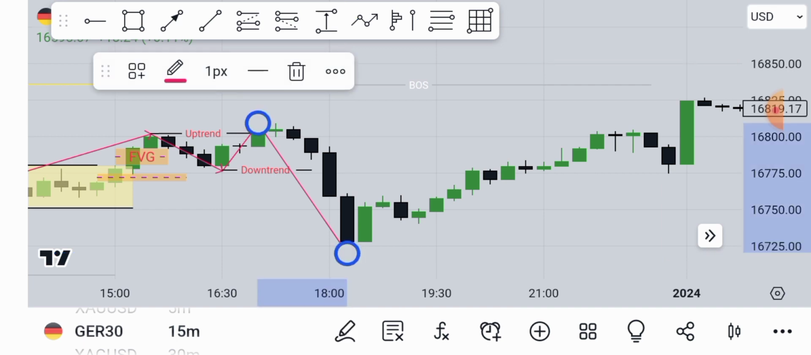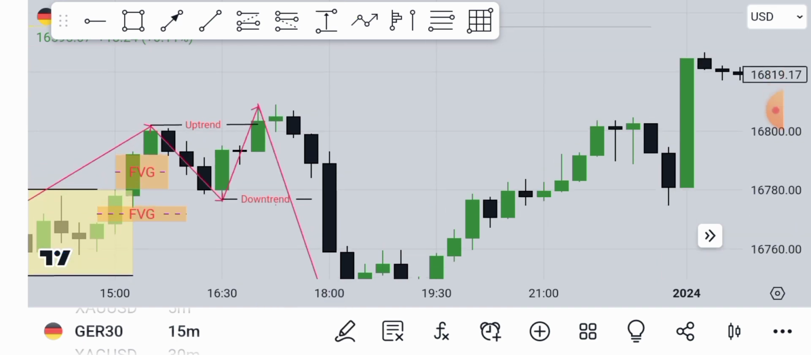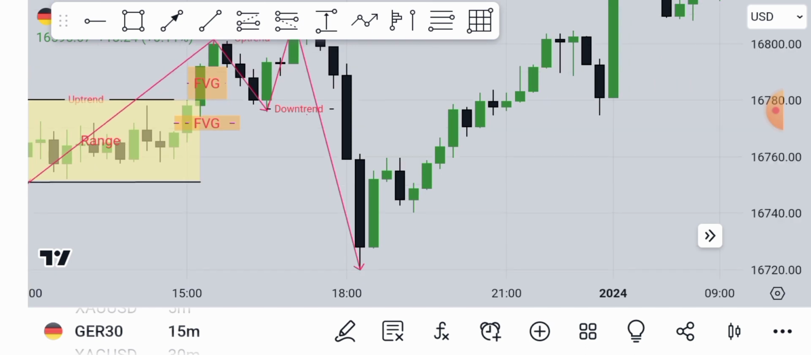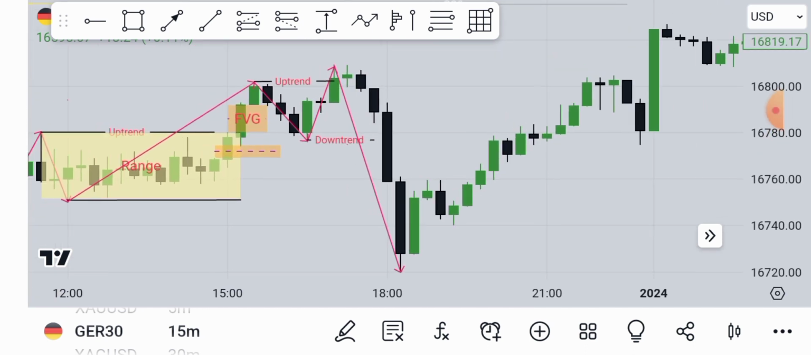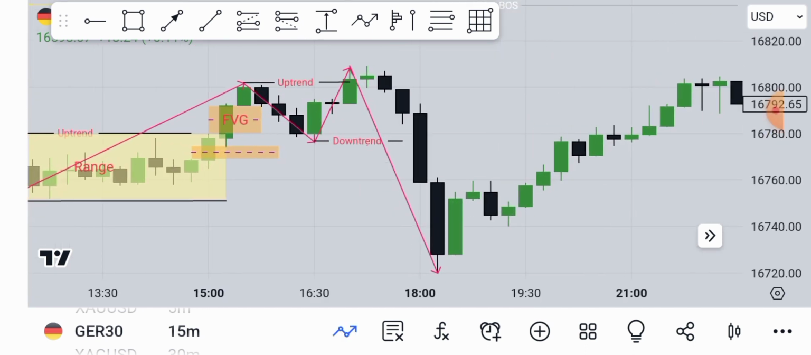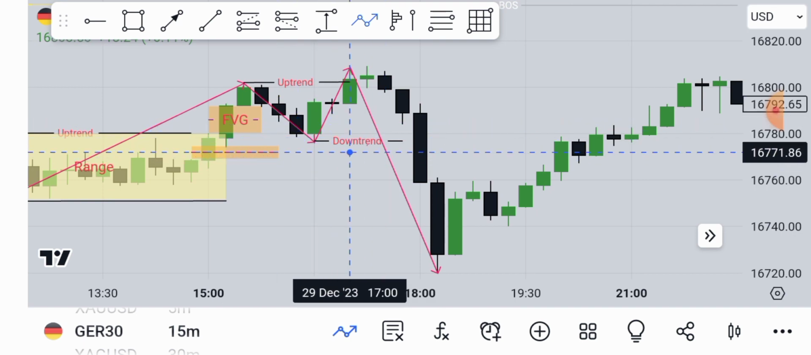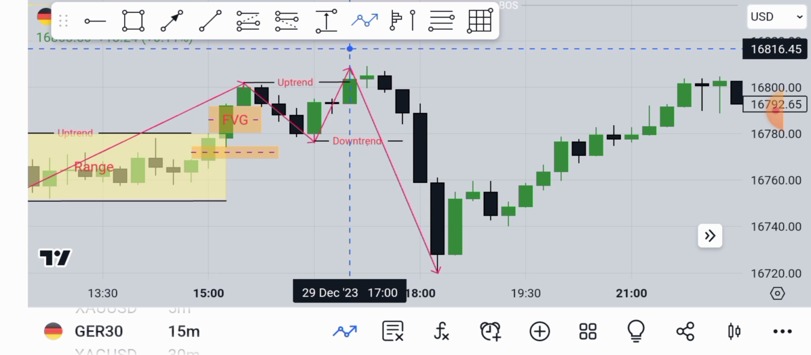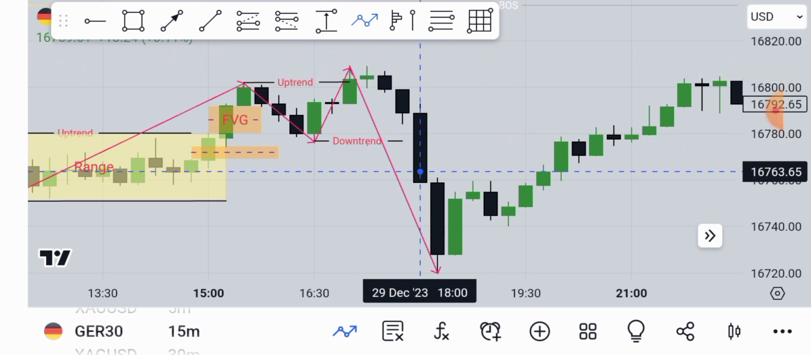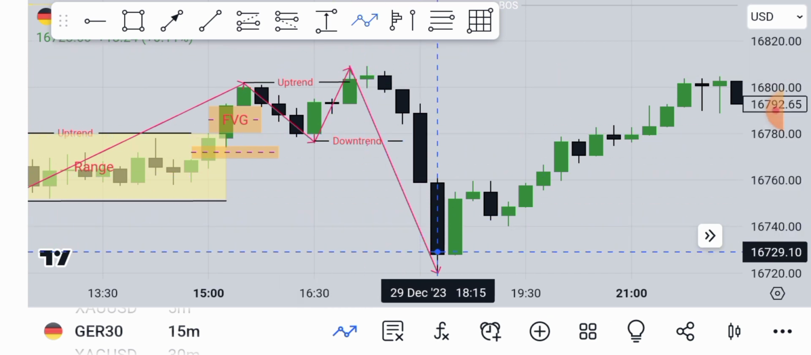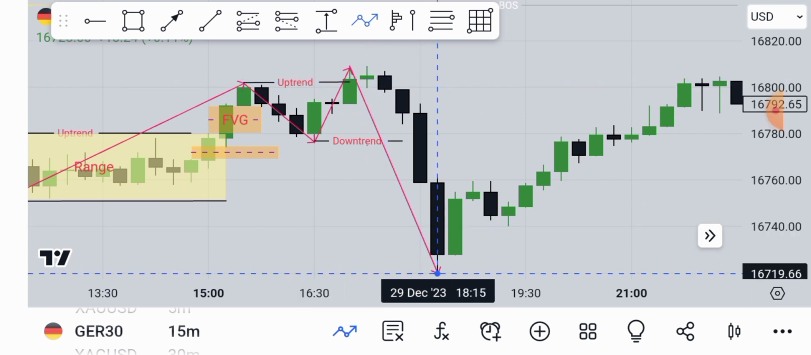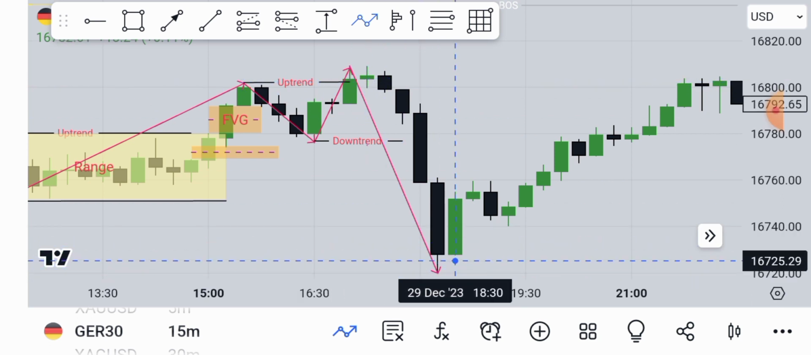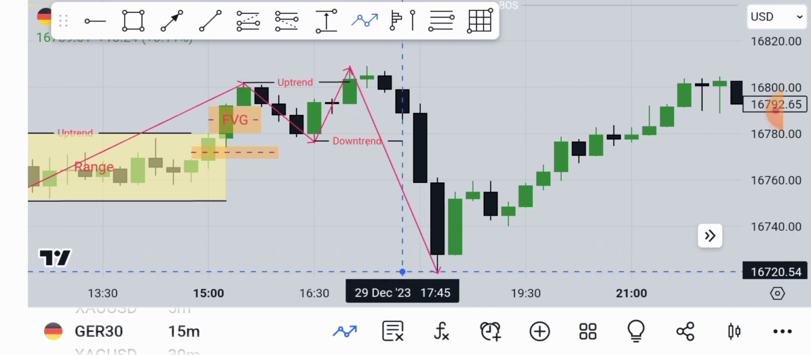Then this now becomes our impulsive movement. You see, it's no longer a correction movement. Why? Because it took out this low, which was an impulsive movement before. Now the correction changes to what? To the impulsive movement. I hope you understand.